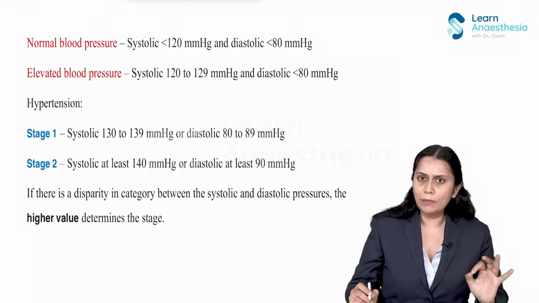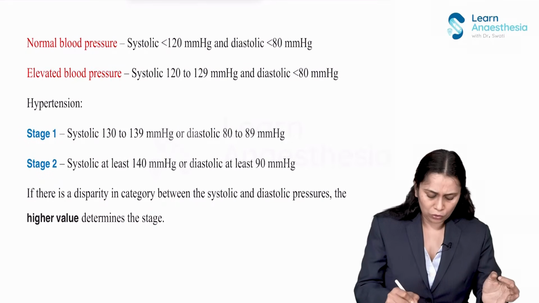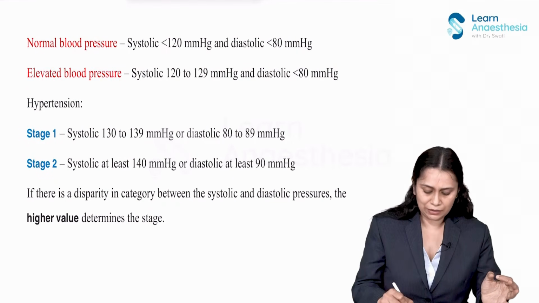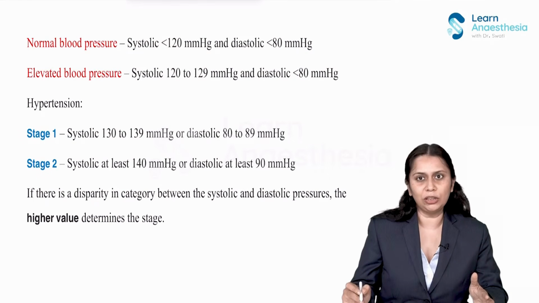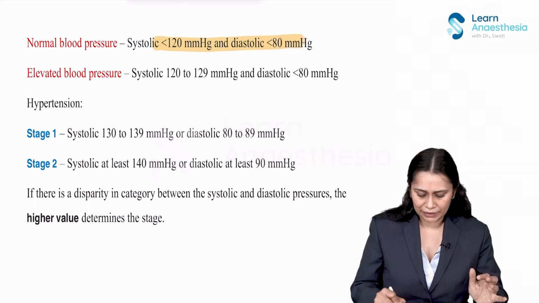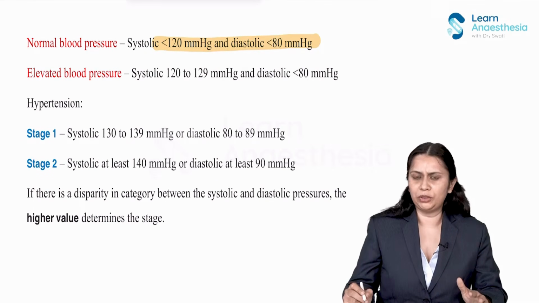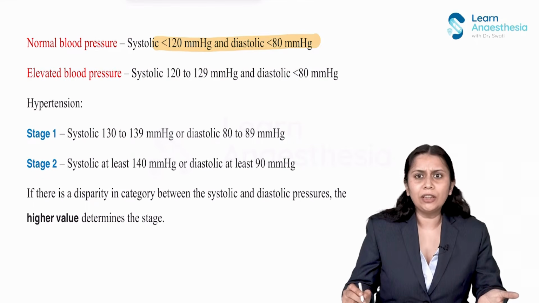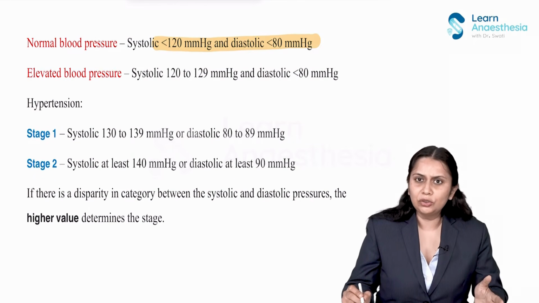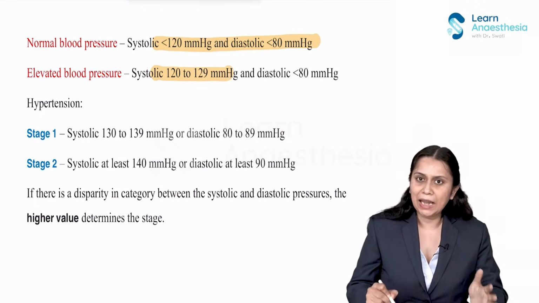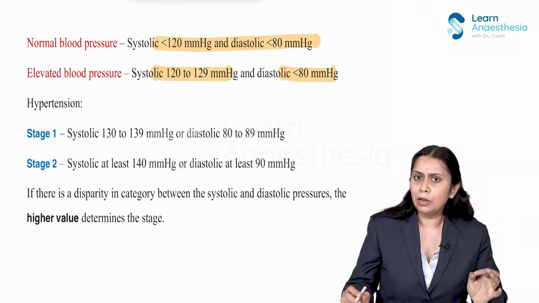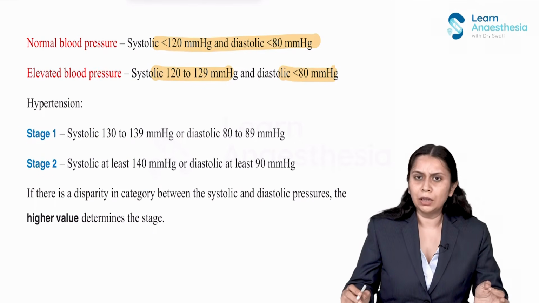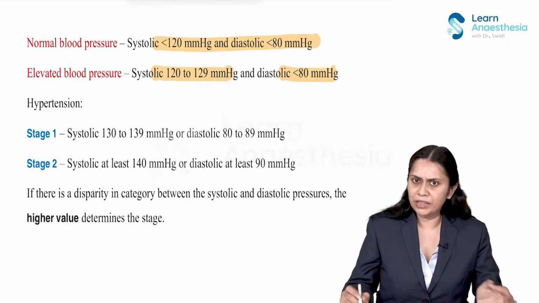So, normal blood pressure, as we all know, is defined as systolic blood pressure less than 120 and diastolic blood pressure less than 80. Okay. Elevated blood pressure, but not coming under the criteria of hypertension, is systolic between 120 to 129 and diastolic less than 80 mm of Hg. Now coming to the hypertension definition, stage 1 and stage 2 hypertension.